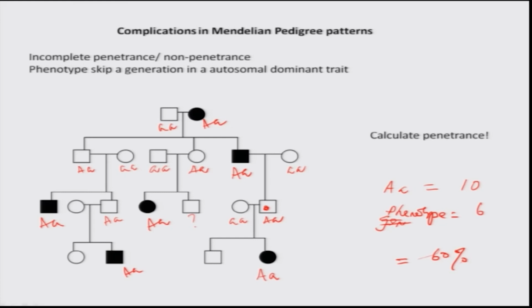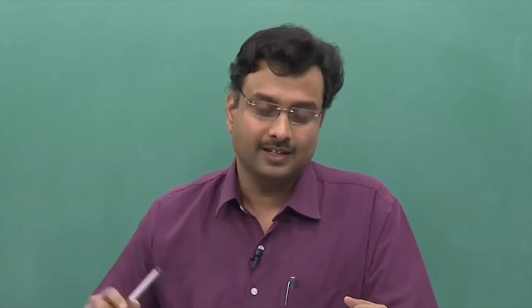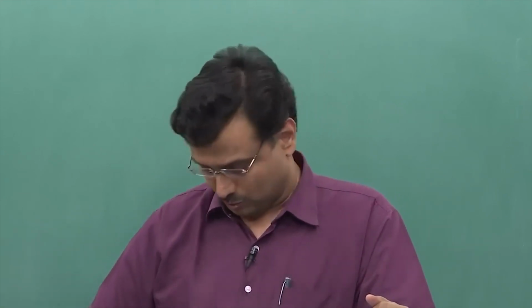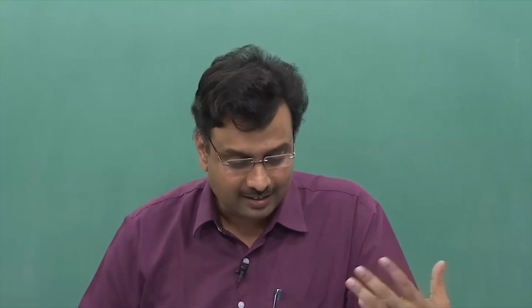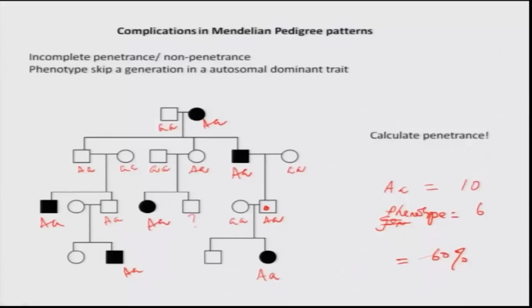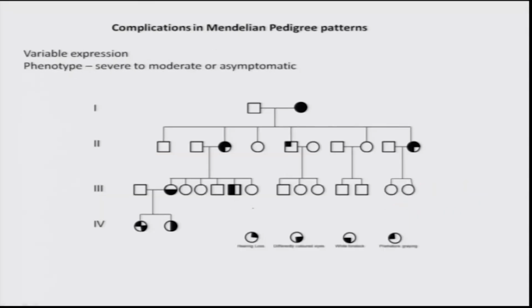If you could get a very similar number for the same disease in a number of families, you can say with confidence the penetrance level. That also helps you predict what would be the probability a given kid could have the disease and so on. So, this is how we calculate. This is one of the complications in Mendelian genetics. You would find individuals that do not show symptoms, but yet have the genotype.